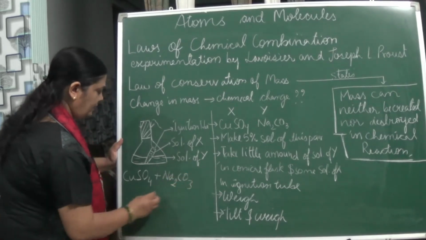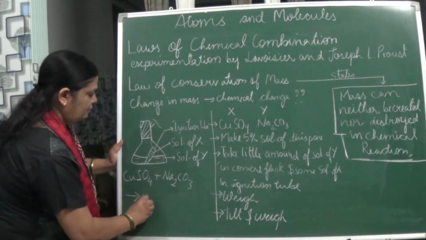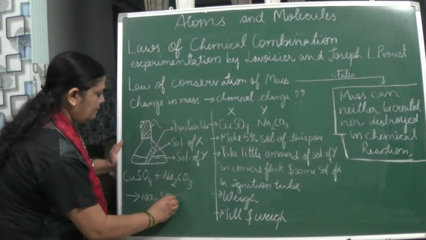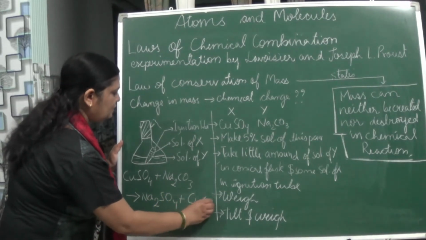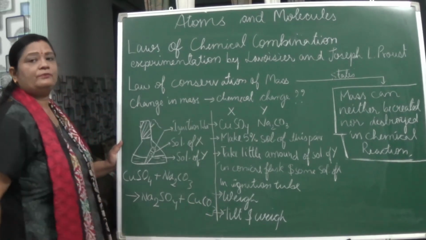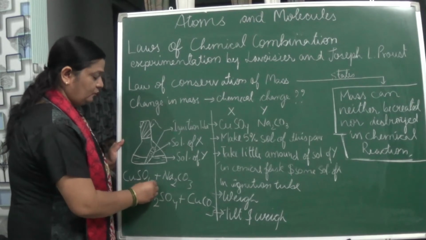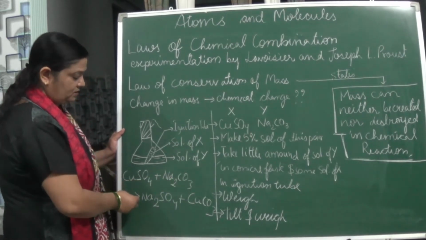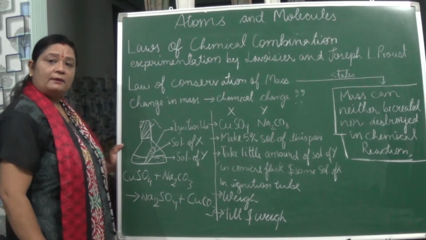Actually here the reaction has taken place, and here what had happened: CuSO4 plus Na2CO3 formed Na2SO4 plus CuCO3. And here this CuSO4 and Na2CO3 are what? The reactants. What is the product here? Sodium sulfate and copper carbonate.